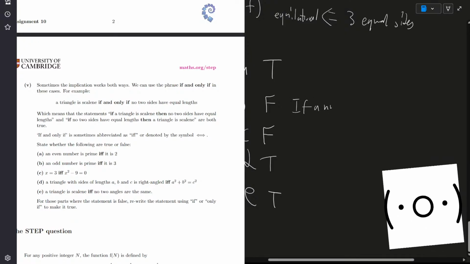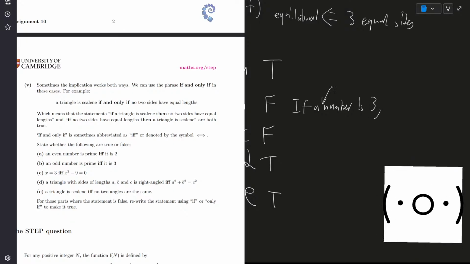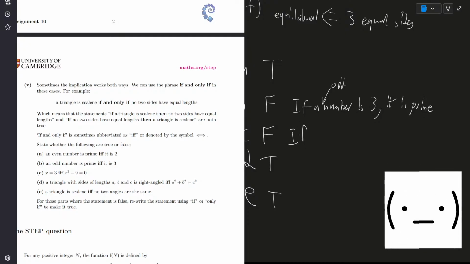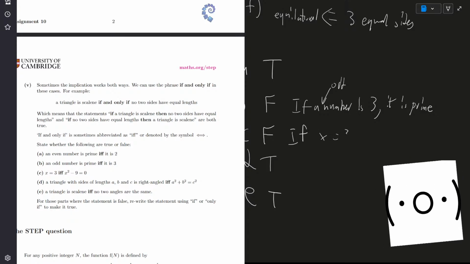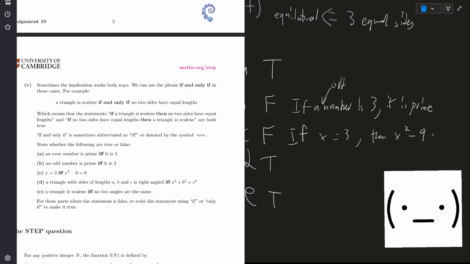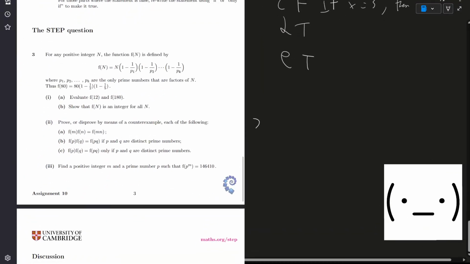If an odd number is 3, it is prime, which is a shocking but ultimately uncontroversial statement. And if x equals 3, then x squared, that's 9, equals 0. Yay, we've learned how logic works. Now the step question. Let's go.